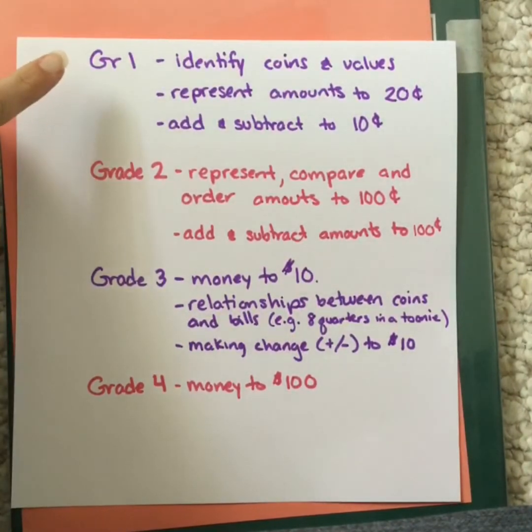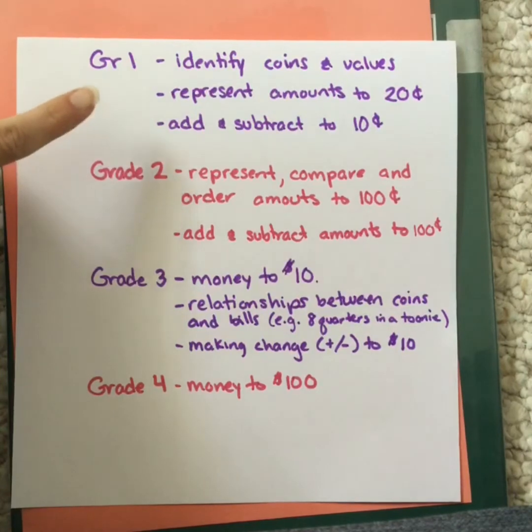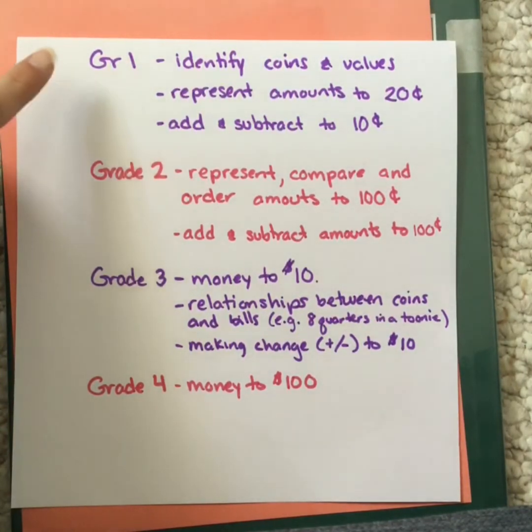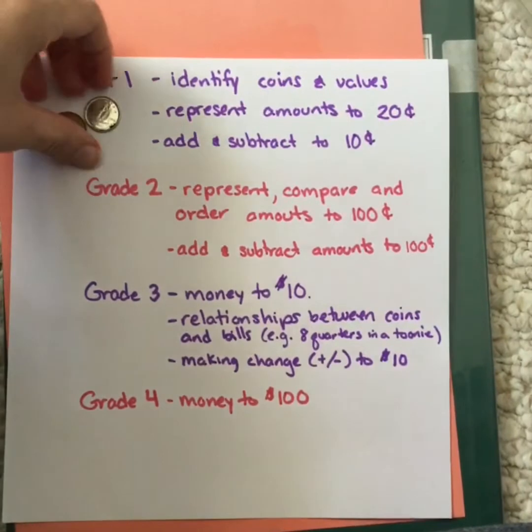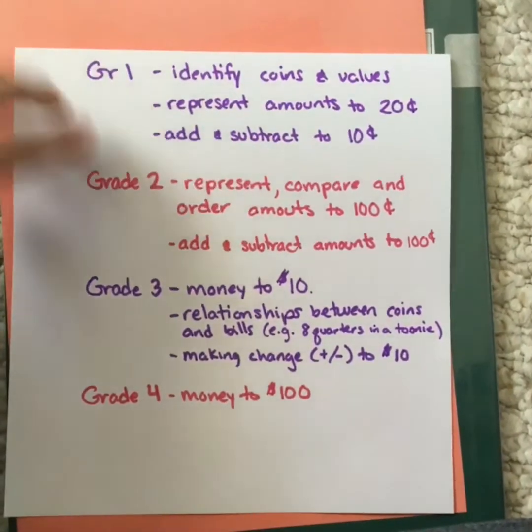Grade 1: identifying coins and their values, the amount they're worth. Representing amounts to 20. So if you said, show me 15, they could do it. Or if you put down 2 coins, they could tell you how much that's worth. Add and subtract amounts to 10 cents.